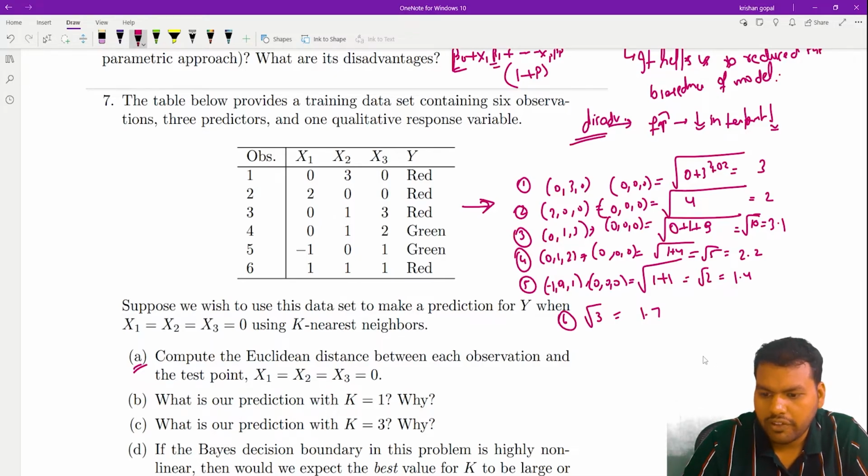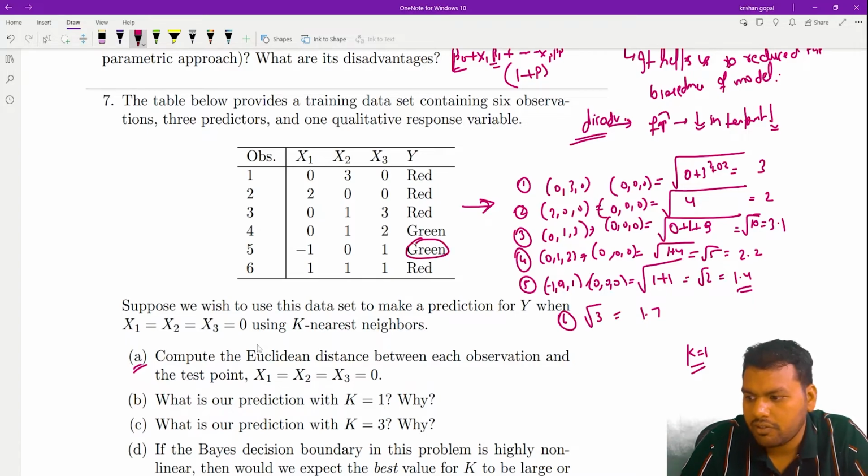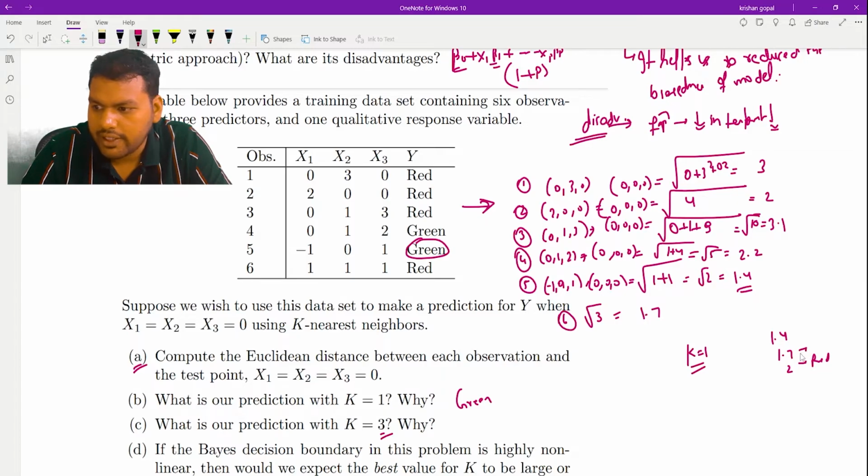what is our prediction when k is equal to 1? I have the one nearest neighbor, so I need to choose the minimum distance. The minimum distance is 1.4, so my value will be green for the first case. Okay, when k is equal to 3, I need to see the nearest distances, which are 1.4, 1.7 and 2. For 2 it is red, then 1.7 is again red, and 1.4 is the fifth value, which should be green. Now I do the majority vote and I can say it is red.